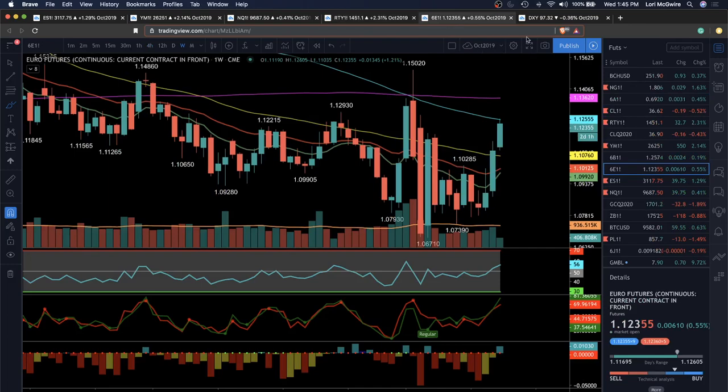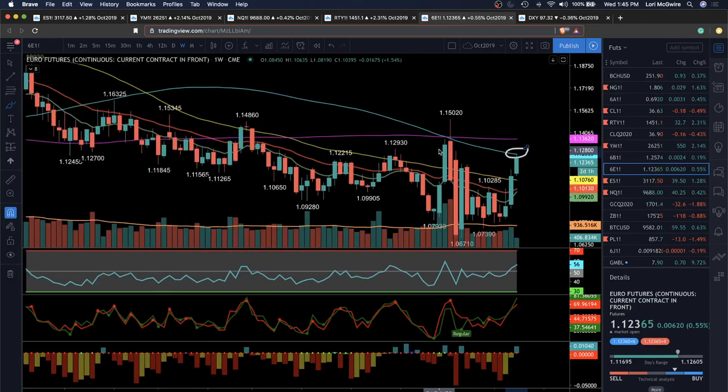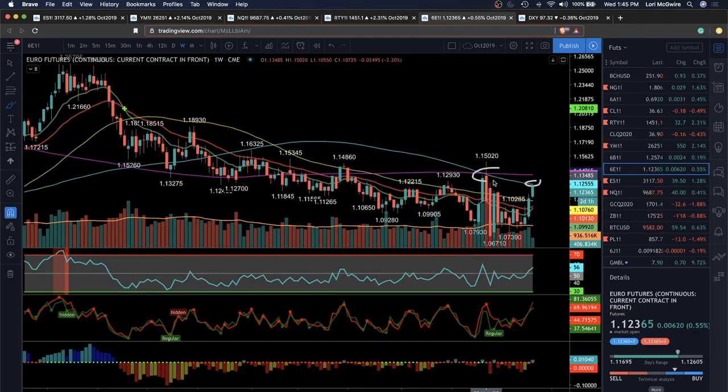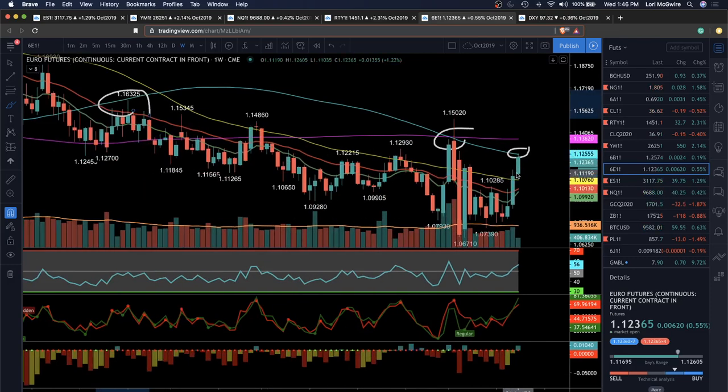Finally, 6E, the euro. This is the weekly chart, and this is our 50-period moving average right here. We are running into it as resistance. We rejected before back in March. We rejected back last January. So this may be an opportunity to potentially short the euro.